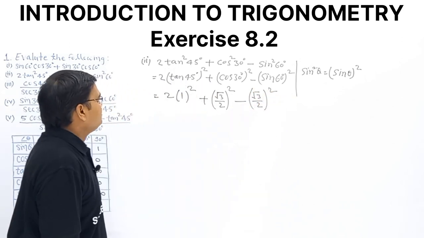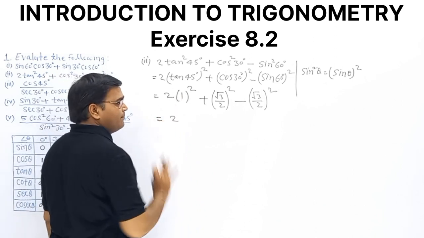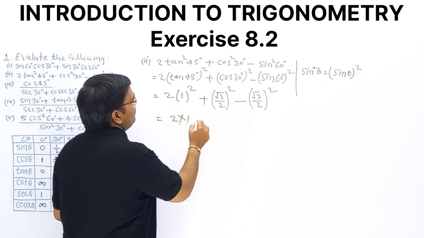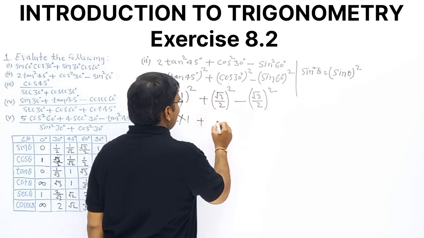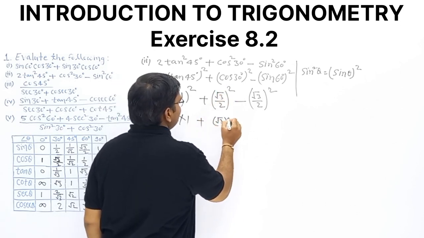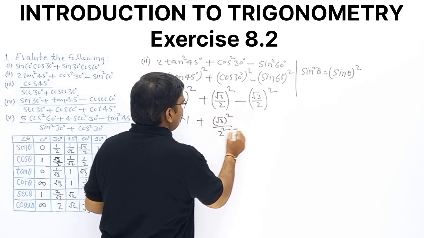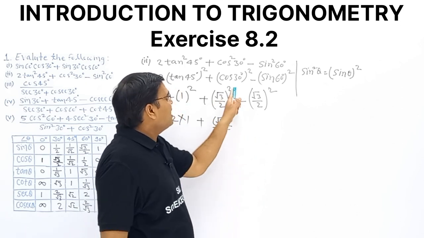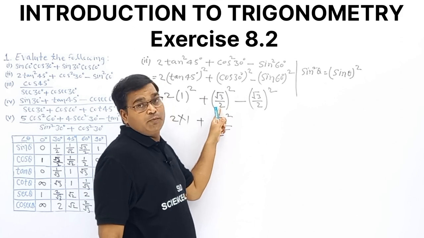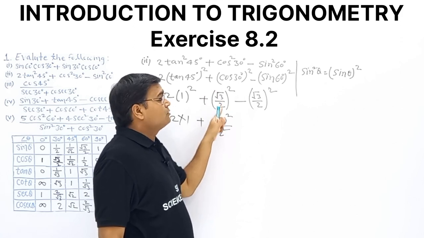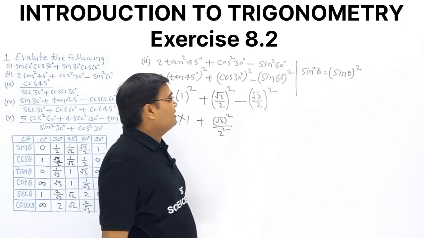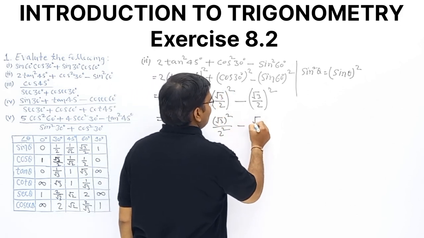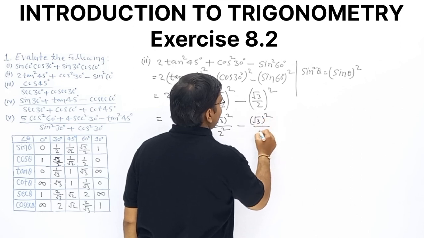Solve this one. 2 into 1 plus square root of 3 whole square. We will do like this: square root of 3 whole square divided by 2 square. This square will be at the numerator and at the denominator. Clear? Do both. At the numerator the value will be squared and at the denominator the value will be squared. Minus, same we will do like this.